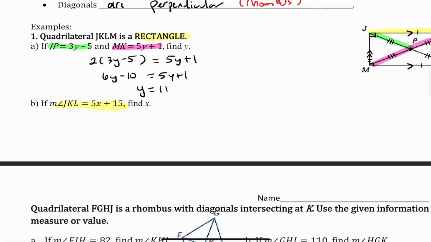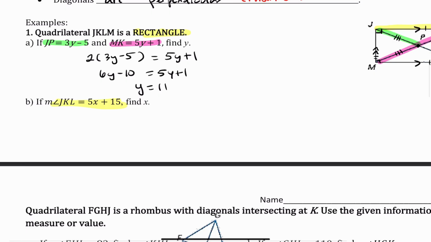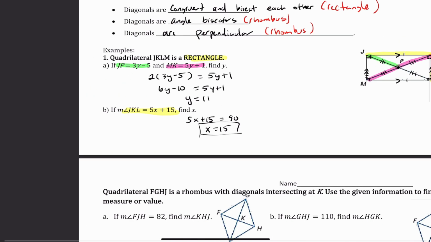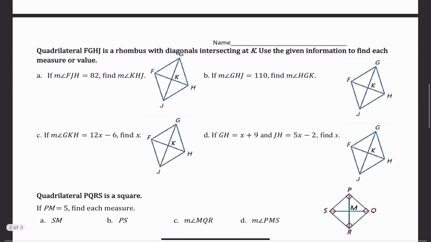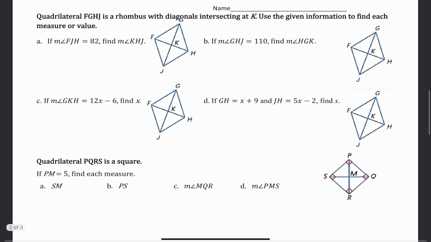So what do I do with the two things that I said? We just set them equal to each other, so we should have 5x plus 15 equals 90. And then I do my algebra, x is equal to 15. All right? Okay, let's take a look at the back side here.